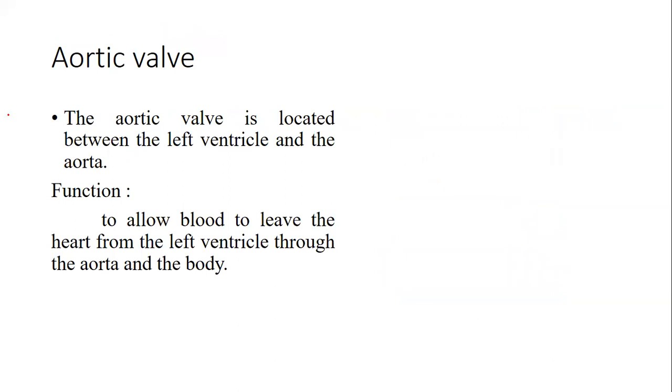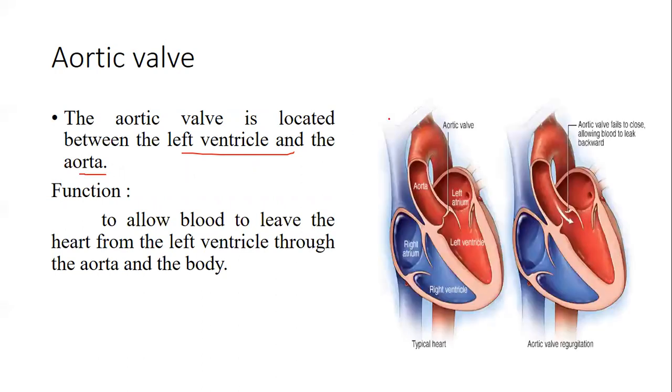Next is the aortic valve. From the name itself, we know that there will be some connection with the aorta. The aortic valve is located between the left ventricle and the aorta. Its function is to allow the blood to leave the heart from the left ventricle to the aorta. We know that blood passes from the left atrium to the left ventricle. From there, through the contraction of the left ventricle, blood is ejected into the aorta. From the aorta, the entire body gets the blood. That is the pathway.